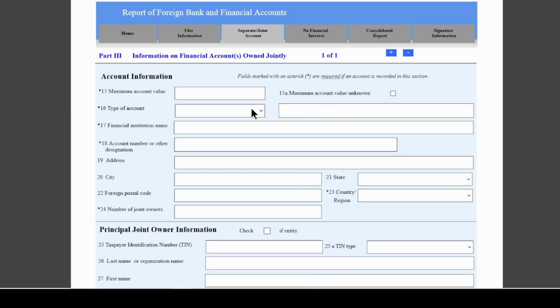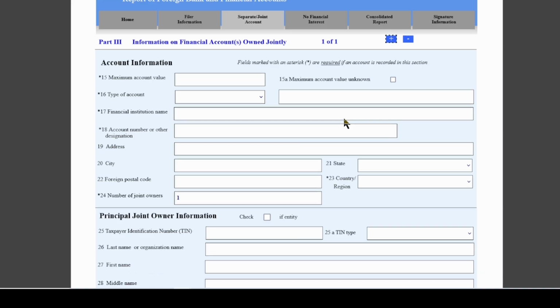Okay, once you've filled out part 2, part 3 is only for accounts that are jointly owned. So if you own foreign accounts with some business partner or something, or more commonly your husband or wife, you would fill out the information here. So everything is the same except number of joint owners. If you're married, you would put 1 here. And again, if you have more than 1 account, you can click here to add more of them.